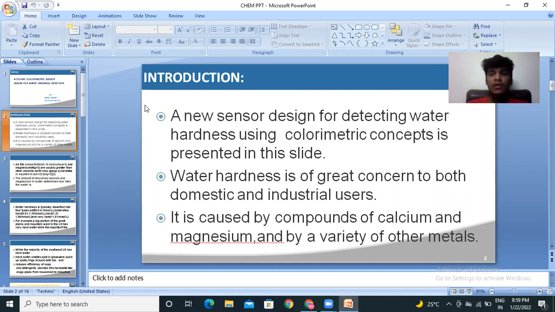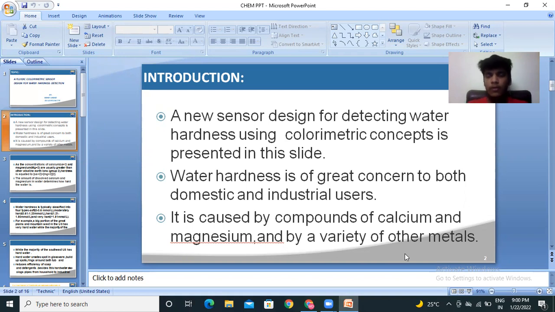Water hardness is of great concern to both domestic and industrial users. Water hardness is a very great concern to both small scale users as well as the large scale users. For both industrial purposes and for small purposes, it is a very important concern. And it is caused by compounds of calcium and magnesium and by a variety of other metals.